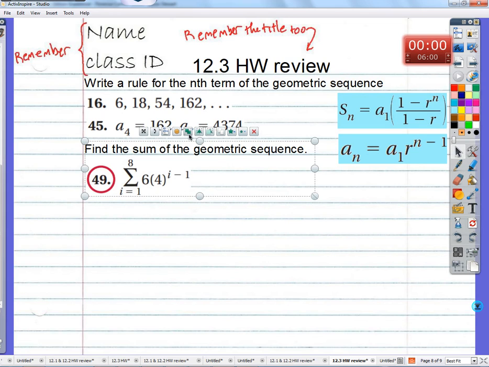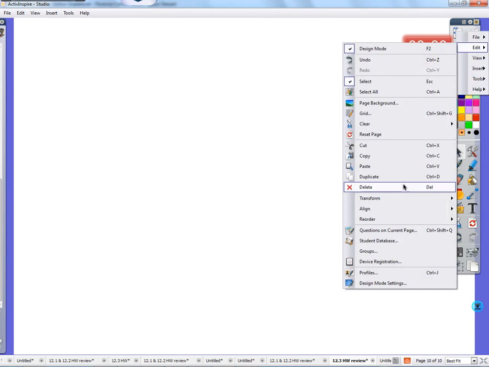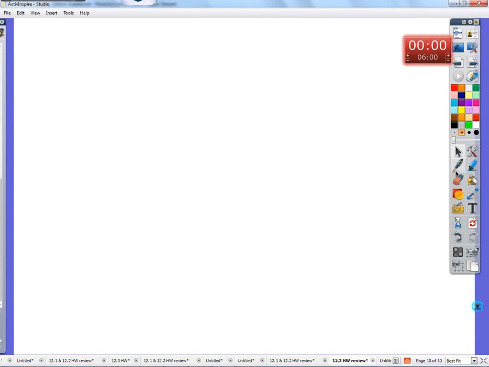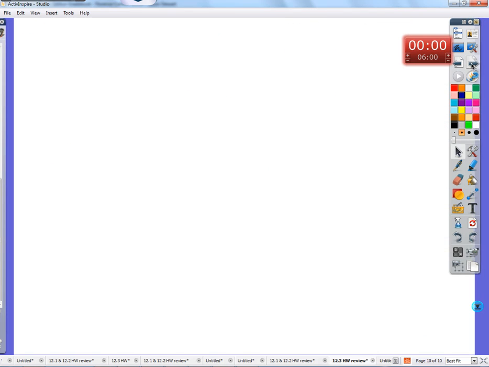Finding the sum. I copy. It wouldn't be so bad if, whenever you do that, it copies nothing. So you can't just paste.